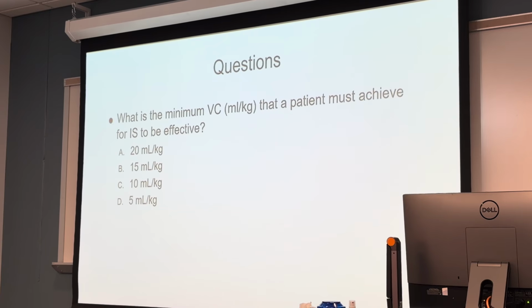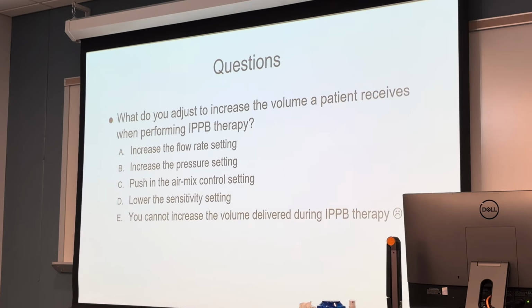All right, so this one was C. Next one, what do you adjust to increase the volume a patient receives when performing IPPB therapy? Is it A, increase the flow rate setting, B, increase the pressure setting, C, push in the air mix control setting, D, lower the sensitivity setting, or E, you cannot increase the volume delivered during IPPB therapy? More pressure. B is the correct answer. More pressure means more volume. Less pressure, less volume.